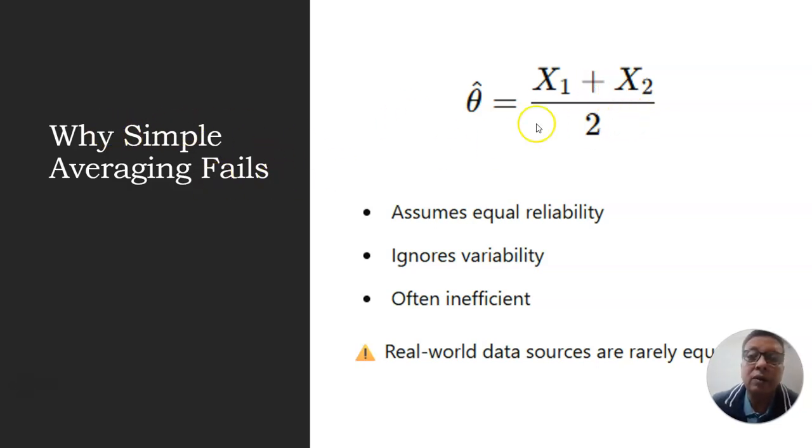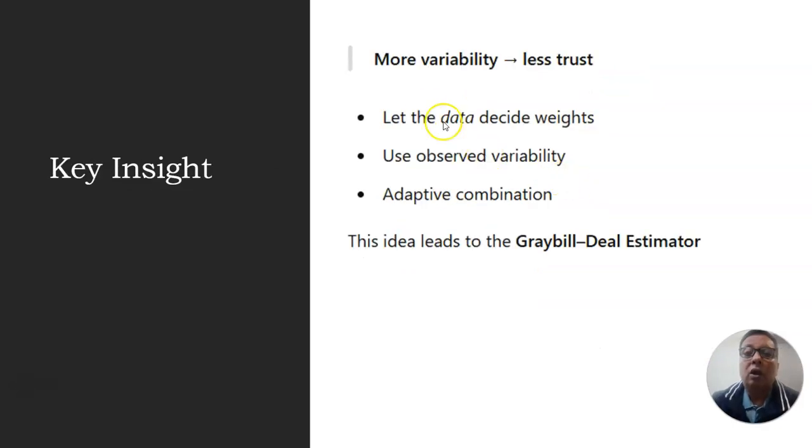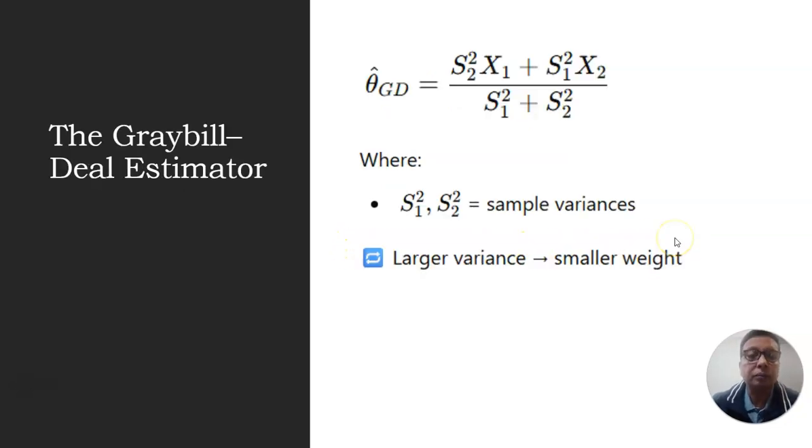Why does simple averaging fail? The key insight is more variability, less trust. Let the data decide the weights. Use observed variability, which is known as adaptive combination. The idea leads to the Graybill-Deal estimator.